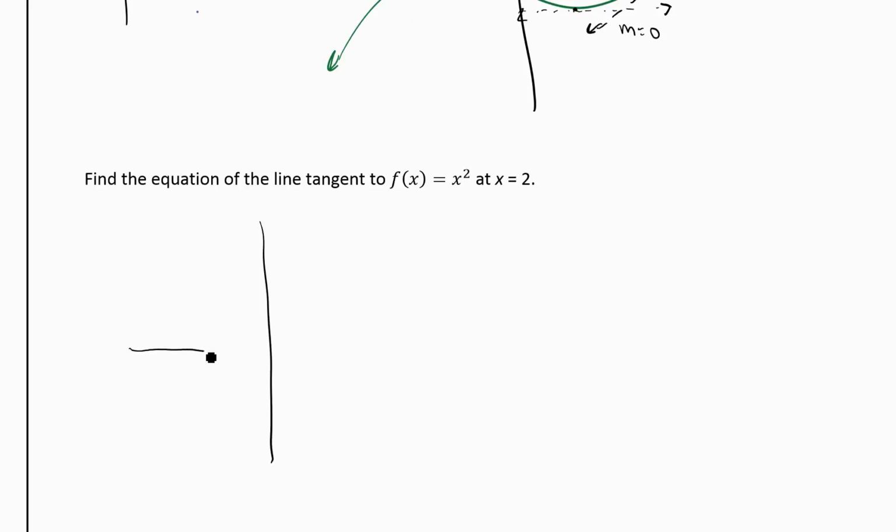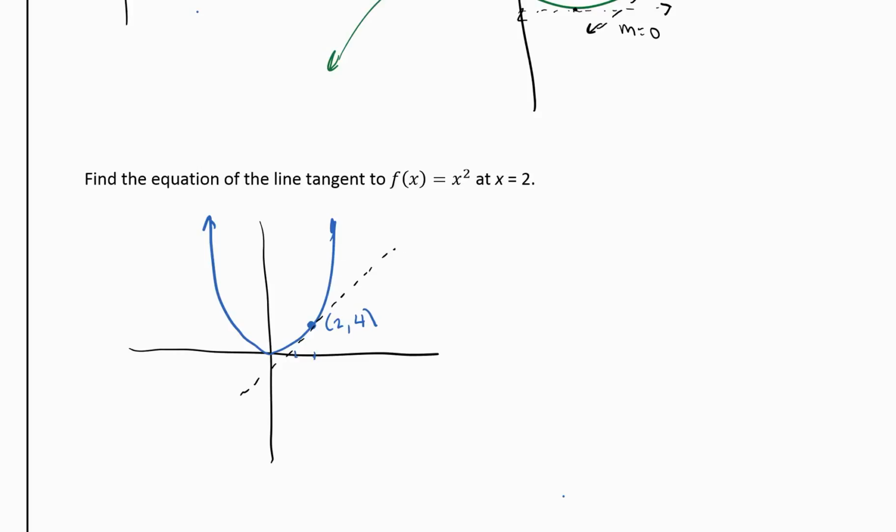So let's draw what that means. Here's our coordinate axes. And if we look at the graph of x squared, and we want it where x equals 2. At 2 there, our y value, 2 squared, would be 4. So we're looking for the line that just touches at that point. We're looking for the equation of that line, and the slope will be the slope of our curve at that point, or our derivative.